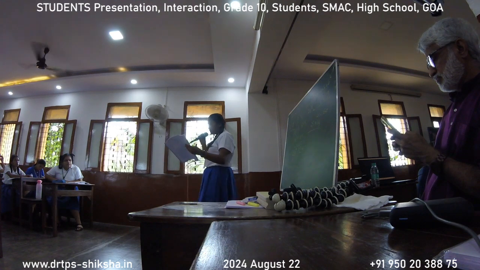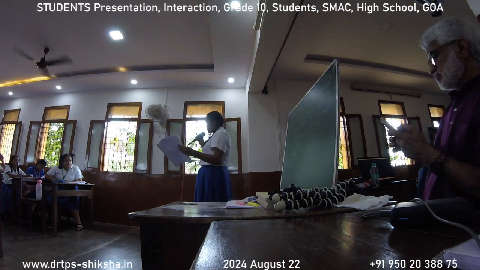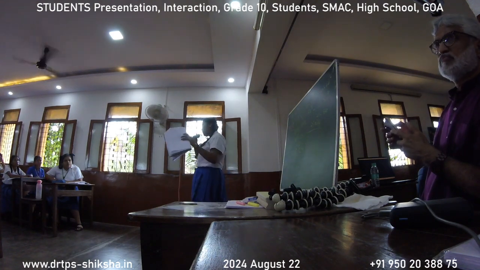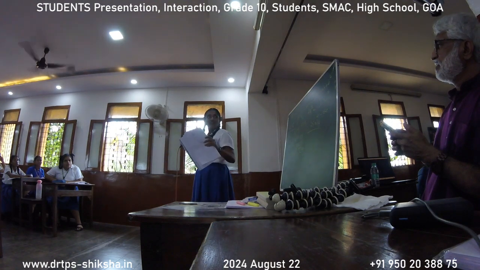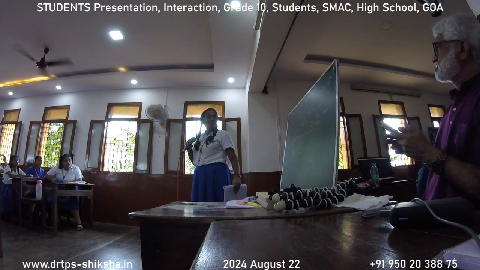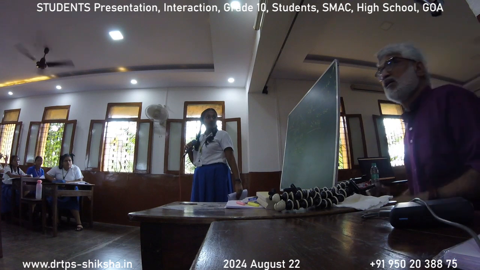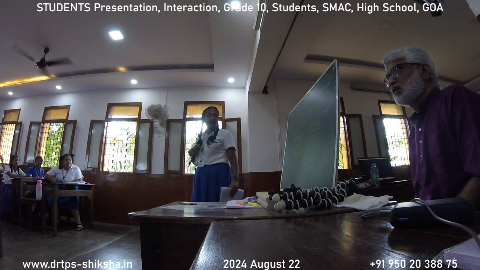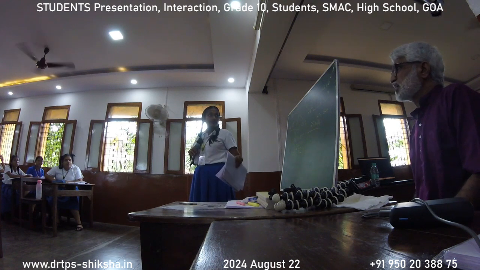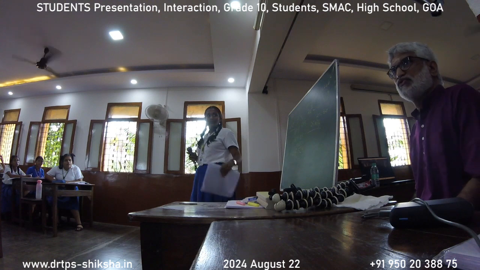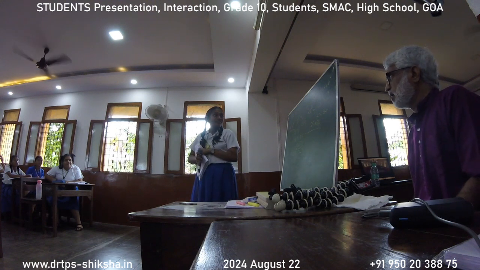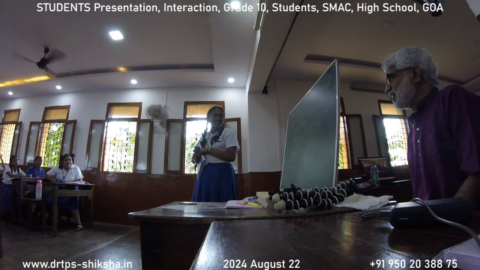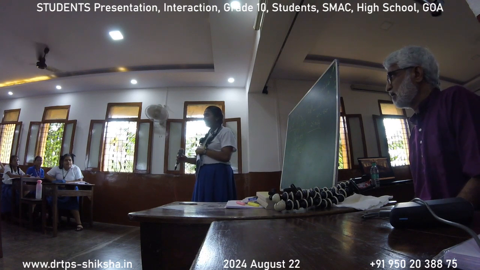The member of Rajya Sabha should be 30 years old. What did you say? Whose term is 6 years? Indian president. Who is the Rajya Sabha president? Is there a president for Rajya Sabha? And who is the chairman of Rajya Sabha?